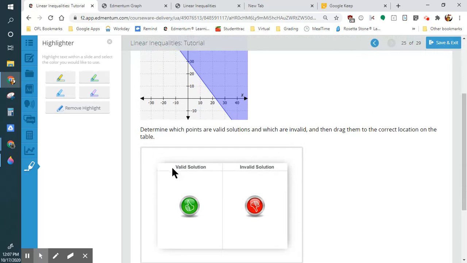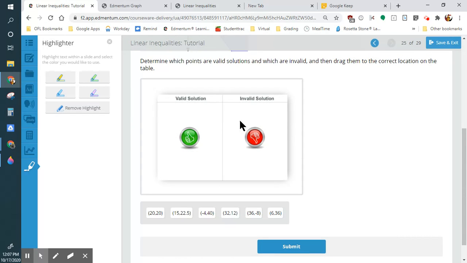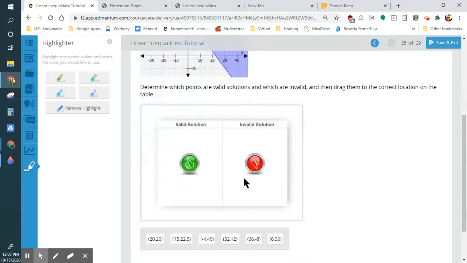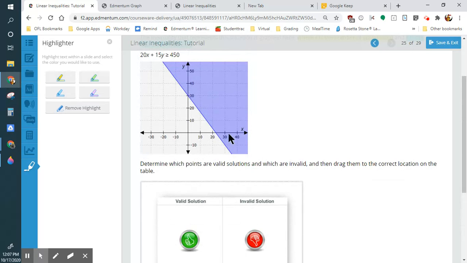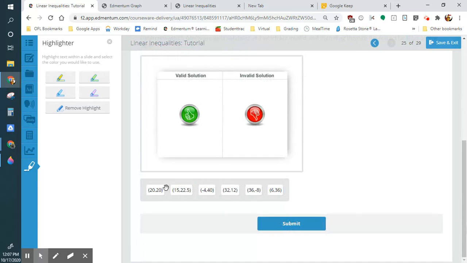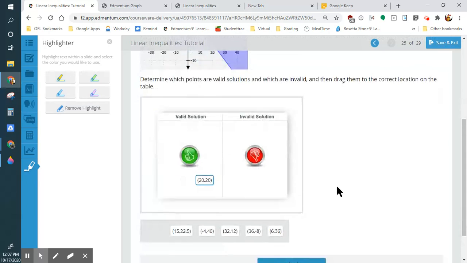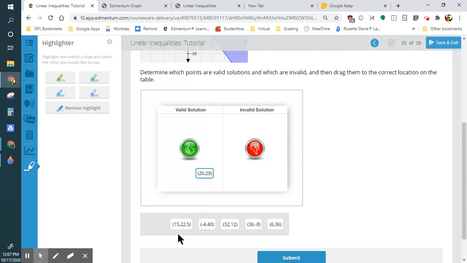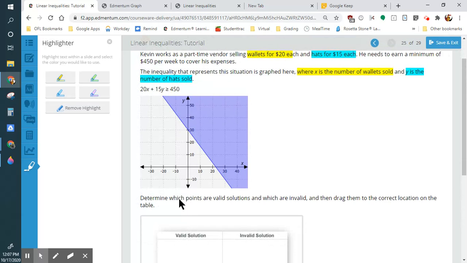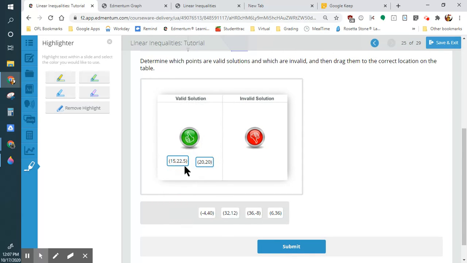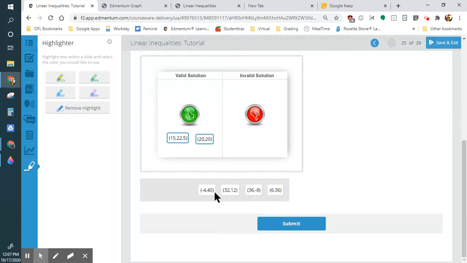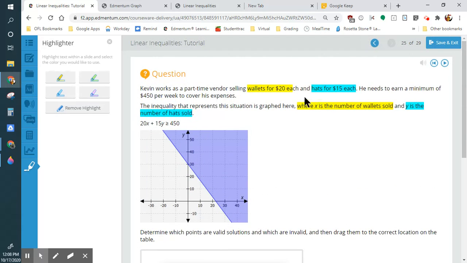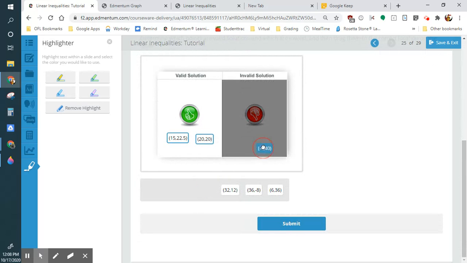All right, so let's see here. Valid solution or invalid solution? So we're going to plug this in here. 20 and 20, that one's good. If we go to 15 and 22.5, that one's definitely in there. -4, that's an invalid solution. You can't sell negative wallets. That's totally invalid.